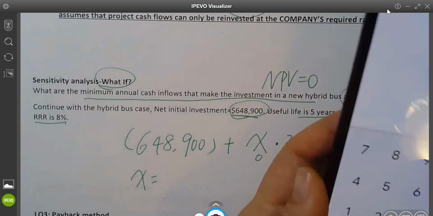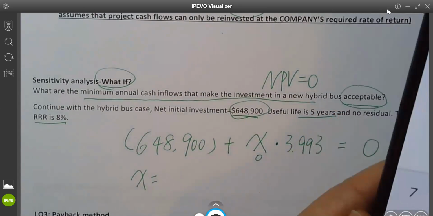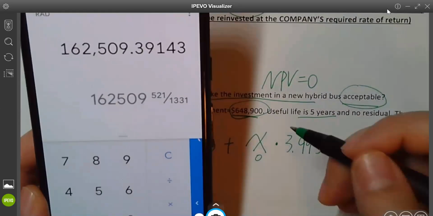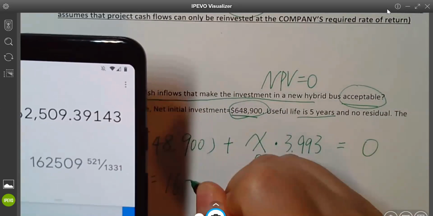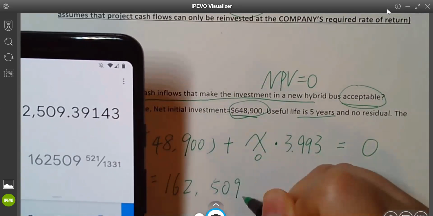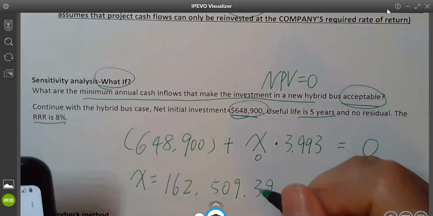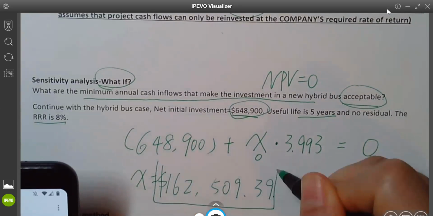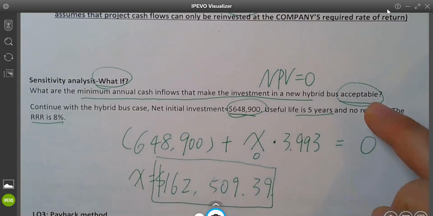So basically, it's 6 for 8,900 divided by 3.993. I got the number. Every year the minimum cash flow is 162,509. You can put a 0.39, but it all depends on you. Okay, so that is your annual cash inflow for every year. Every year, it has to be at least this much so that you can accept it.